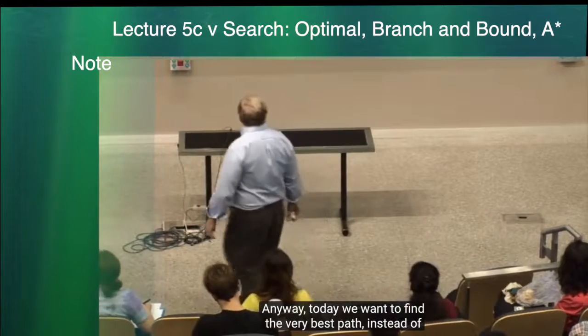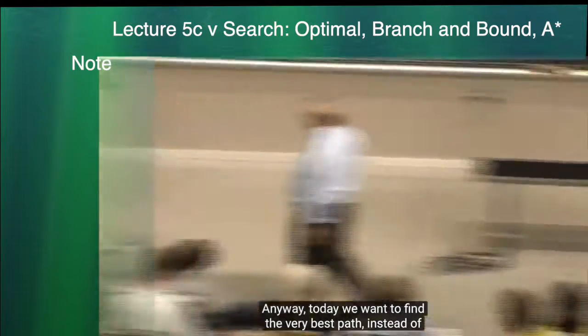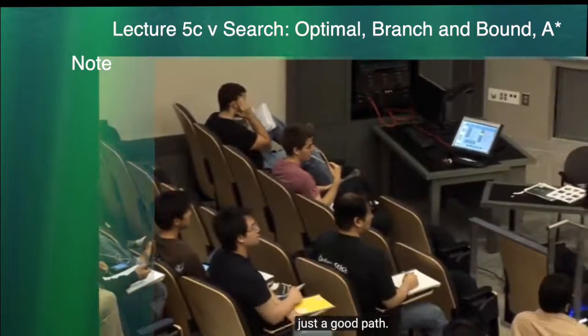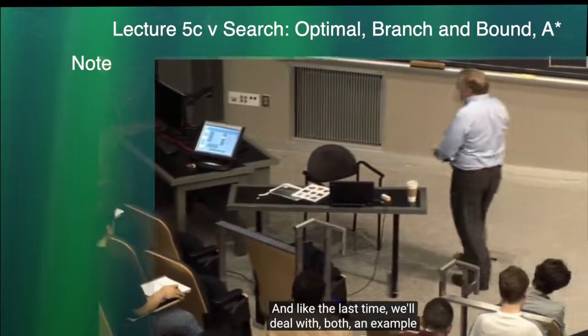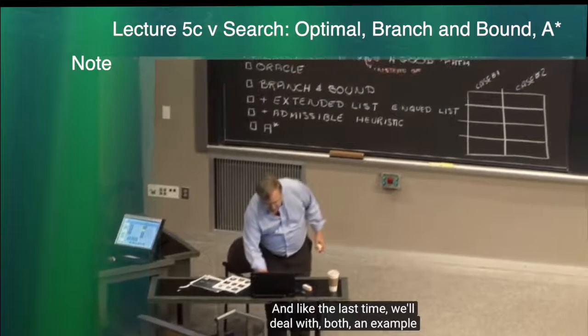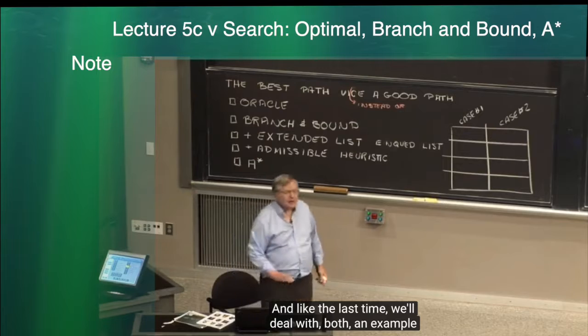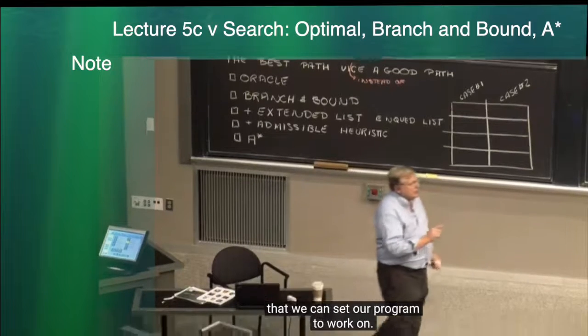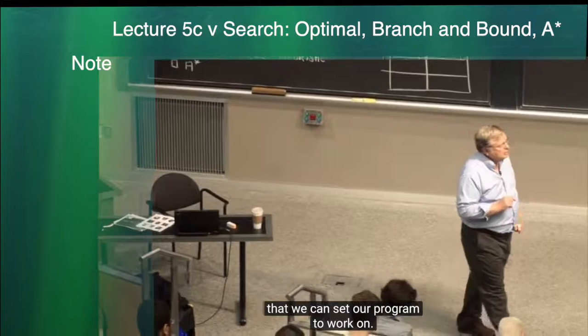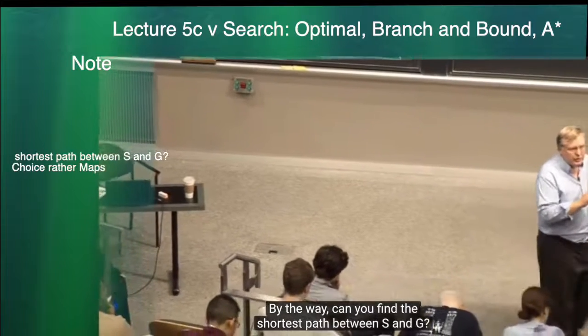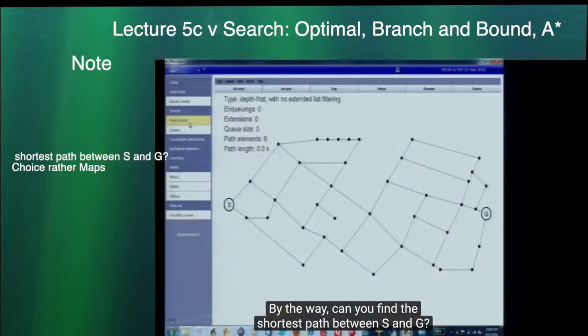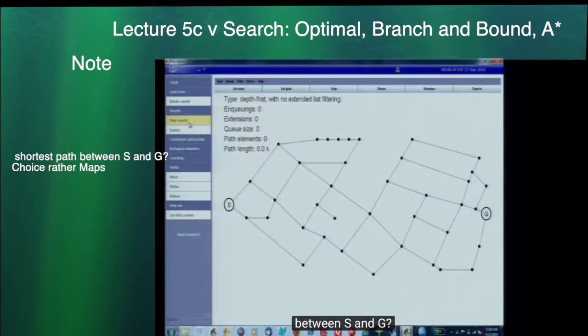Anyway, today we want to find the very best path instead of just a good path. And like last time, we'll deal with both an example that we can set our program to work on. By the way, can you find the shortest path between S and G? Would you like to bet your life on the shortest path between S and G? Probably not. With your eye, you can find a good path, but you can't find the best possible path.